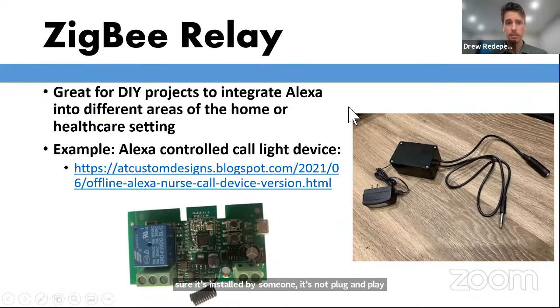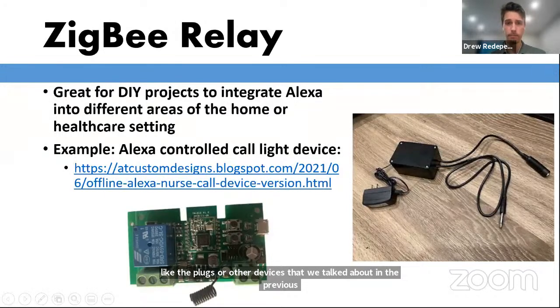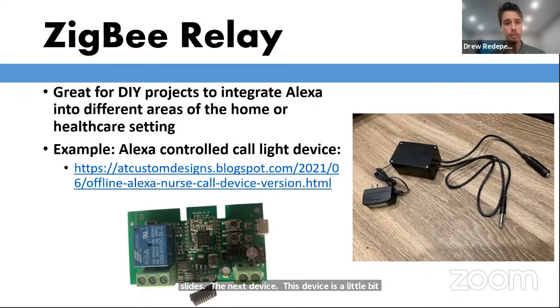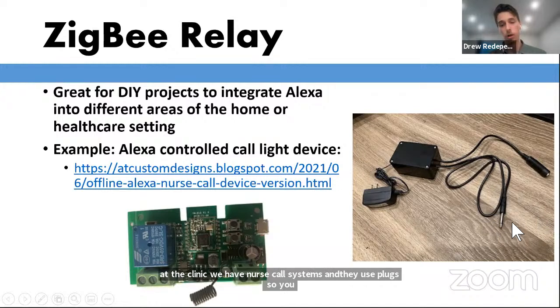The next device is a little bit more technical. Some people might not understand as much the application for it, but it's a ZigBee Relay. All that a relay is pretty much an electronic button pusher. So anything that requires pushing a button, you can use this device and control it with Alexa. One application I use for this: in a nursing home, or when I worked in the clinic, we have nurse call systems, and they use plugs. So you can plug the nurse call system into the wall using these devices here, and they work so the person can access a switch in order to call the nurse.